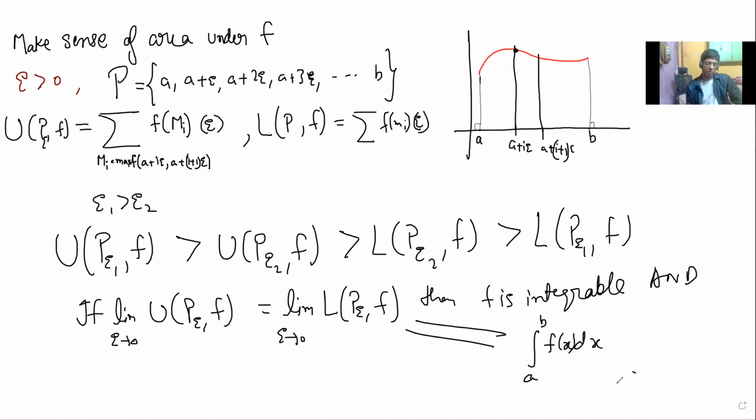So you have to take regular partitions. The way we are doing it, we are taking regular partitions and showing that the upper sums and lower sums end up in the same place.